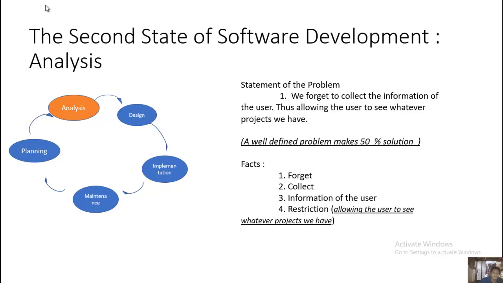Let's try to look at the statement of the problem. It says that we forgot to collect information of the user, thus allowing the user to see whatever projects we have. To sum it up, the facts are the word forget, collect information of the user, and restriction. Since forgetting is not part of the problem, all we have to do is just implement. How do we implement collection of data with the information of the user and restrict the user?